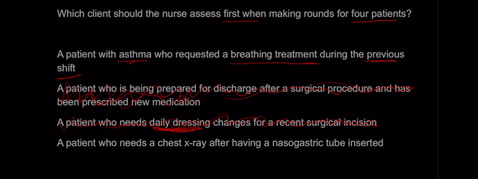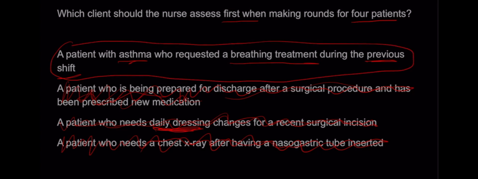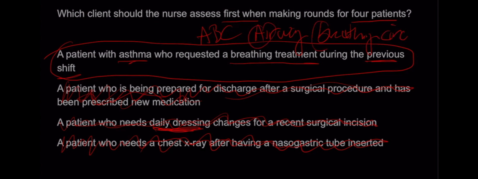A patient who needs a chest X-ray after having a nasogastric tube inserted. So we just put in an NG tube, and we need a chest X-ray just to verify placement. That's why we got the chest X-ray. That's not emergent. Here we have a patient that's suffering, breathing, and was supposed to get a treatment previous shift. We got to worry about our ABCs, our airway, breathing, and circulation. ABCs here, okay? So that's where we're going to go.